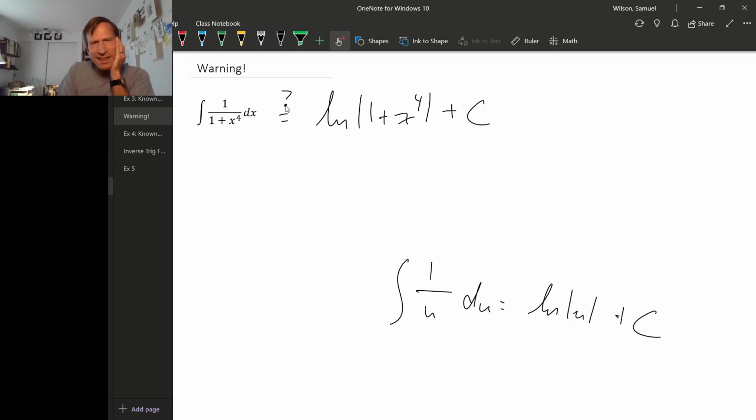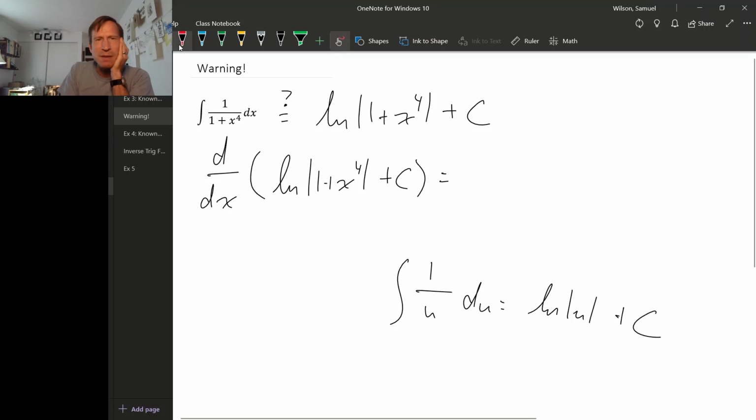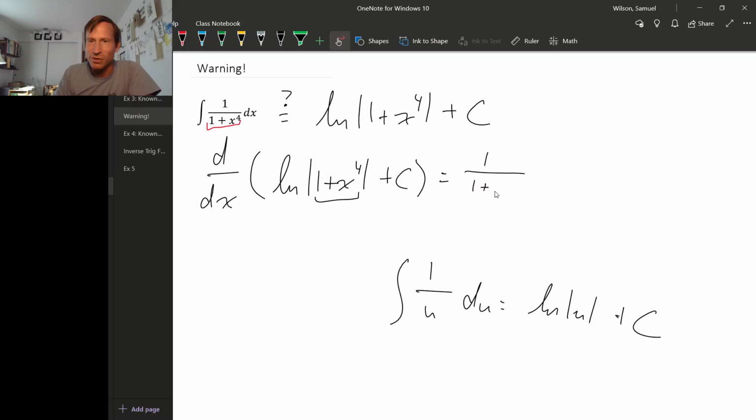So let's check that. Let's take the derivative of our supposed antiderivative, natural log absolute value of 1 plus x to the fourth, plus a constant. Let's take the derivative of that and see if we get back to the integrand that we started with, which is 1 over 1 plus x to the fourth. So the derivative of natural log absolute value, that's 1 over, and then the chain rule says we have to put this inside piece inside, so down here, 1 plus x to the fourth.